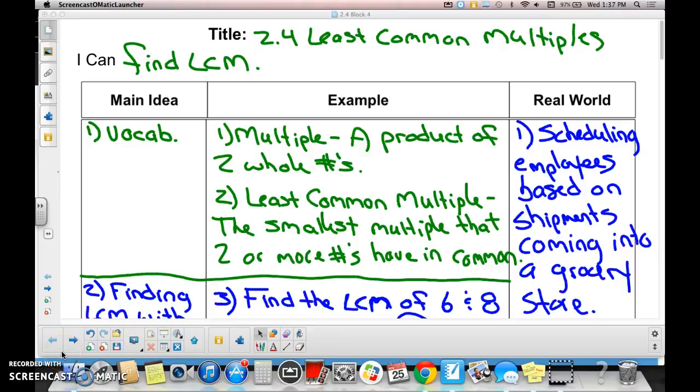Jasmine, what's the title of our lesson today? It is 2.4, Least Common Multiple. And what should you be able to do now? You can find the LCM.